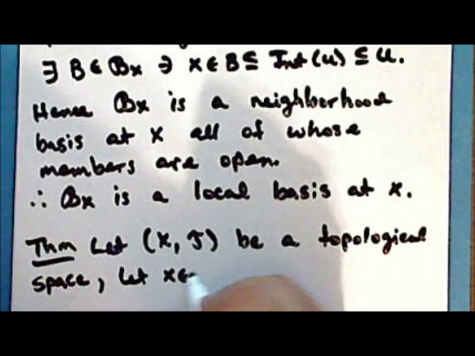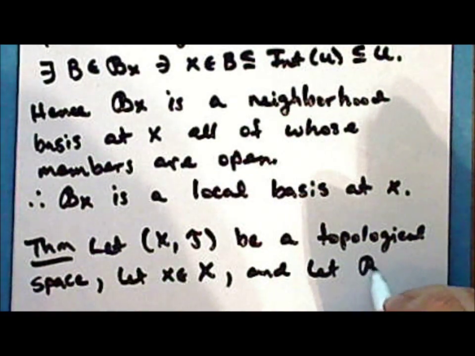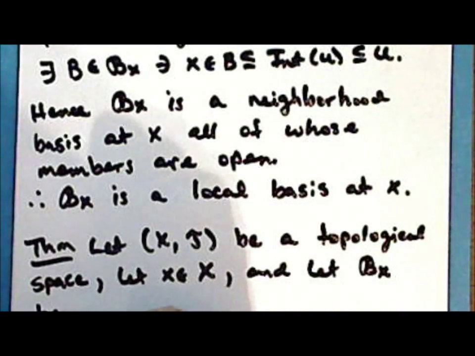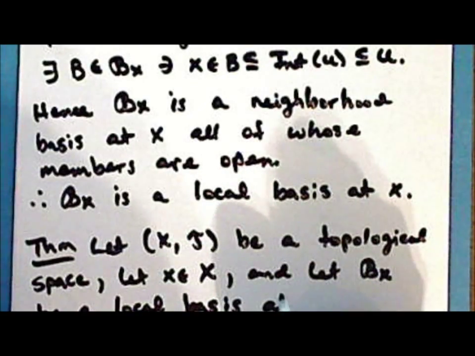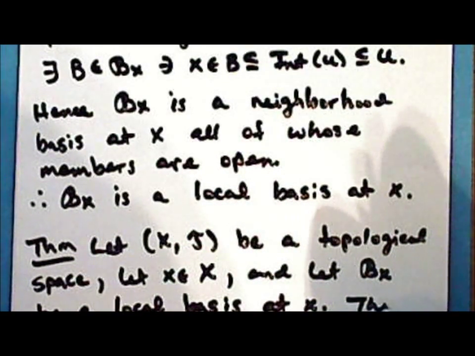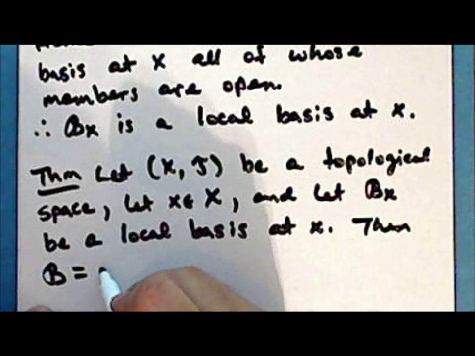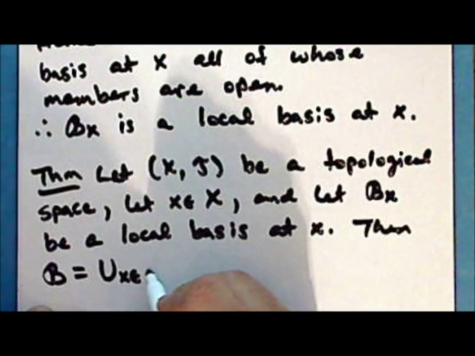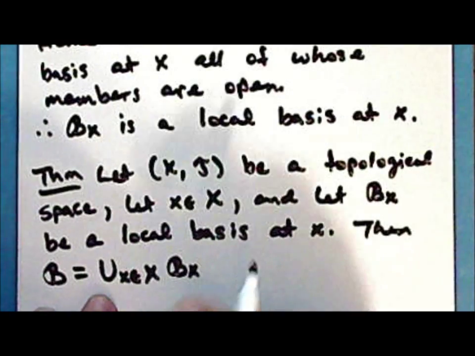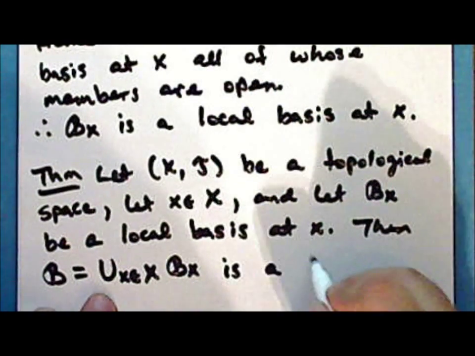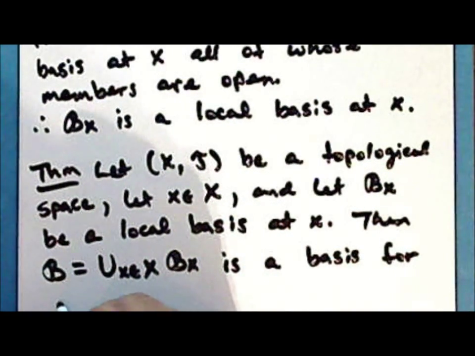Let X be a point in the space, and let script B sub x be a local basis at the point. Then the collection script B, which is the union of all local bases for the points in the space, is a basis for the topology tau.